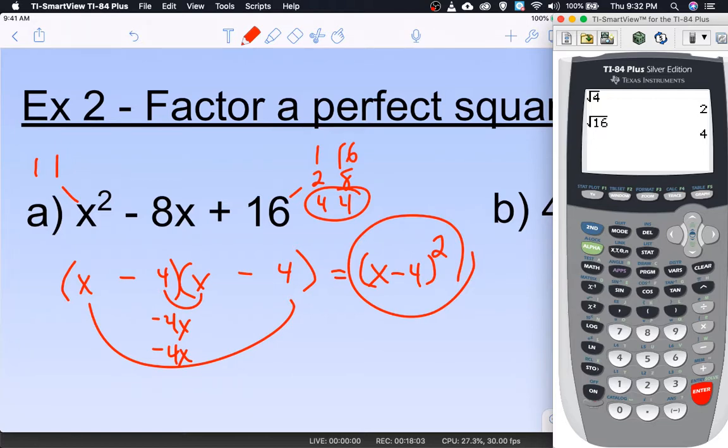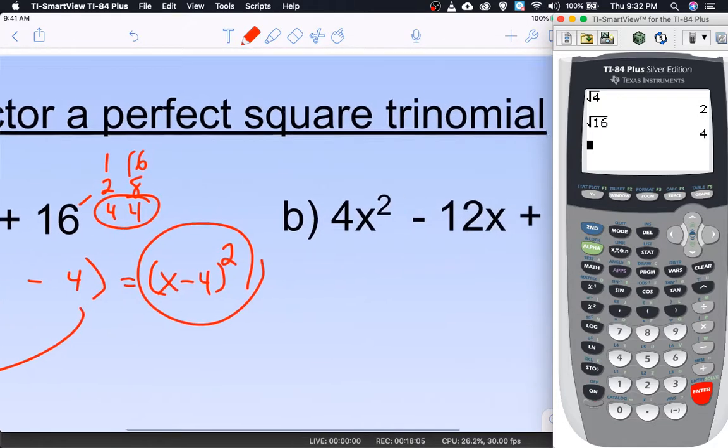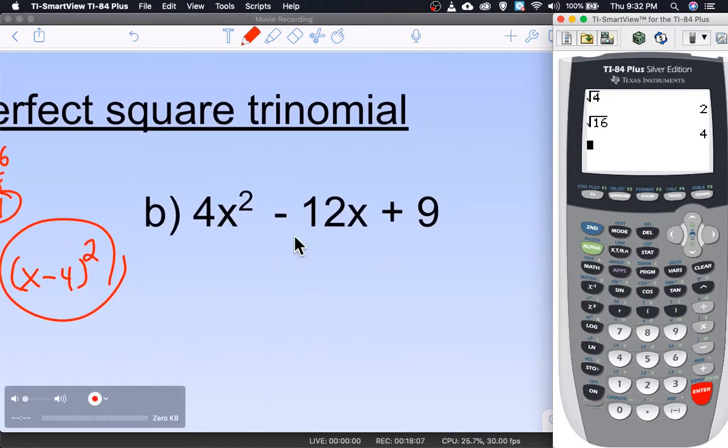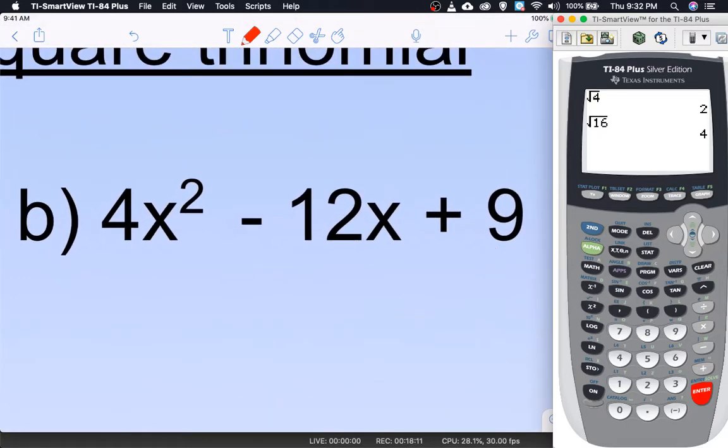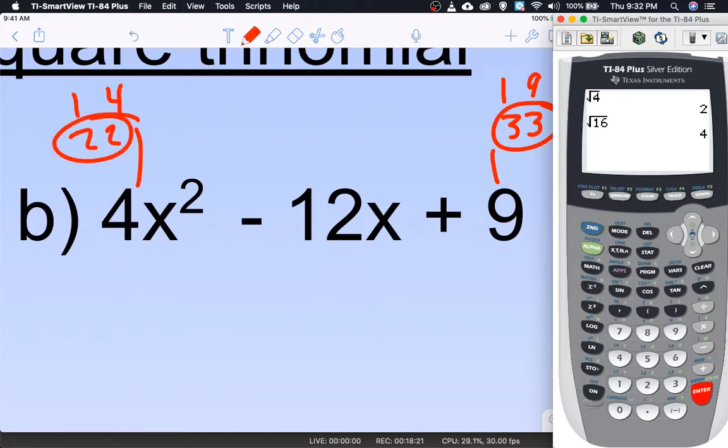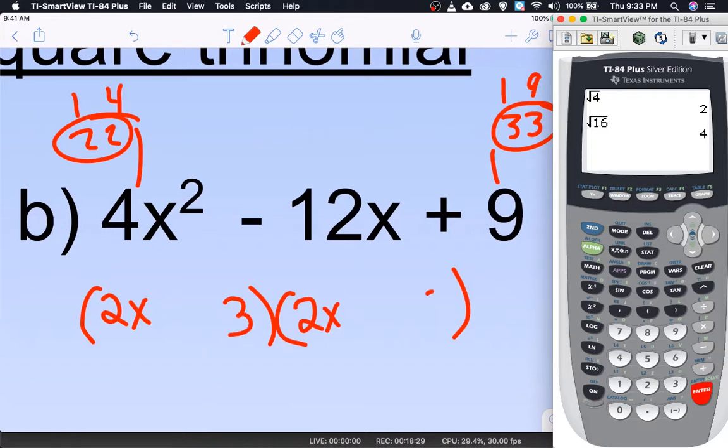Okay, so it's the same as what we've been doing. Both the 4 and the 9 are perfect squares. If you didn't see that they're perfect squares, factors of 9 are 1 and 9, 3 and 3. I would try that anyway. Factors of 4 are 1 and 4, 2 and 2. I would try that anyway. So 2x, 2x, 3 and 3.